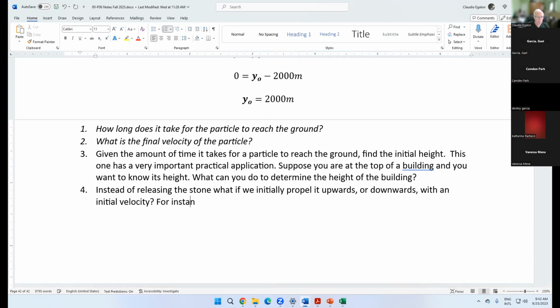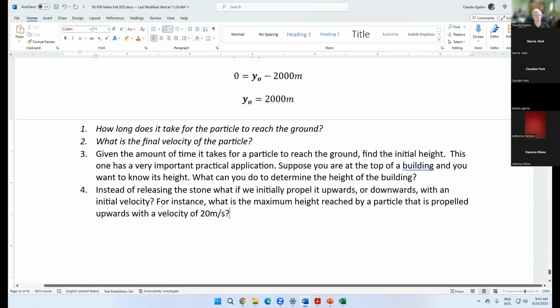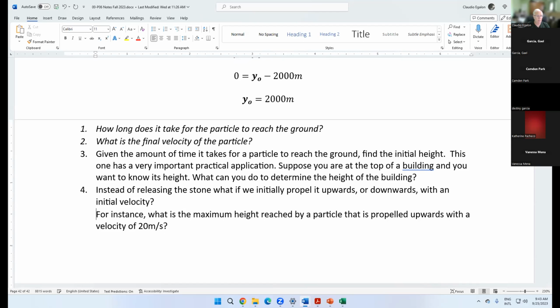For instance, what's the maximum height reached by a particle that is propelled upwards with a velocity of 20 meters per second? Right? That's another type of problem that you can start thinking about.